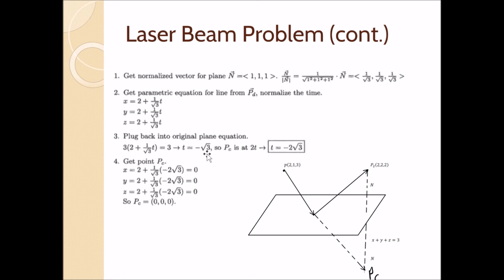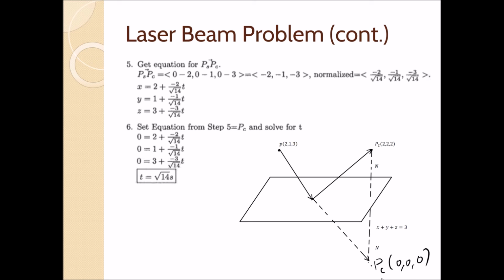So we have that t equals negative root 3. So we know it takes negative root 3 time to get to this point. But we want to find this point here, so we multiply this by 2 because this is a reflection of this over the plane. So we get t equals negative 2 root 3. Now to get this point, PC, we plug negative 2 root 3 into the parametric equation of the line, and we end up with (0, 0, 0) as this point, PC.